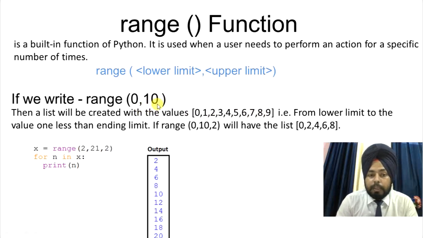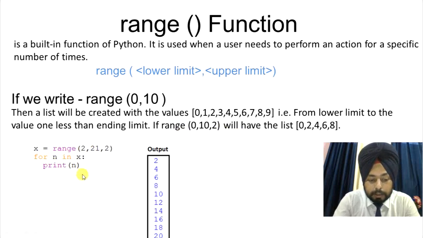If we write range 0 to 9, then a list will be created with the values 0 to 9. It goes from the lower limit to the value one less than the ending limit. With a step of 2, range 0 to 10 will print 0, 2, 4, 6 and 8. The example is also given here. For that we can create a small program. The syntax is given here.